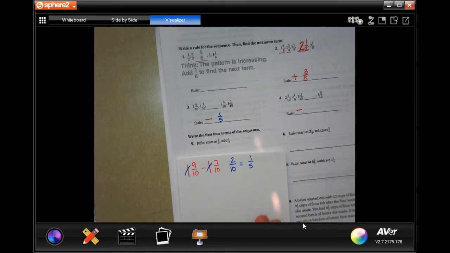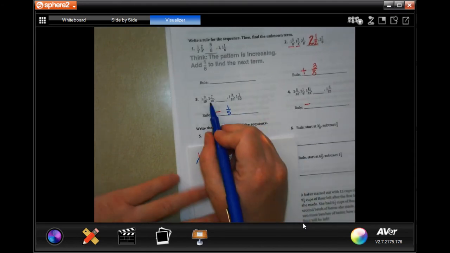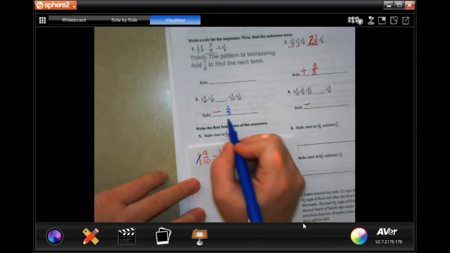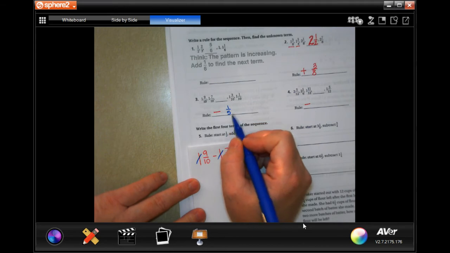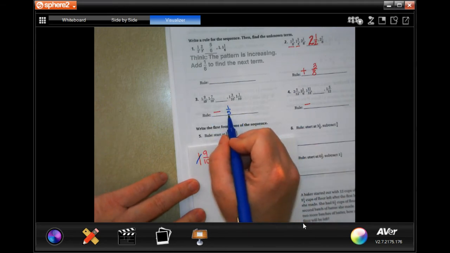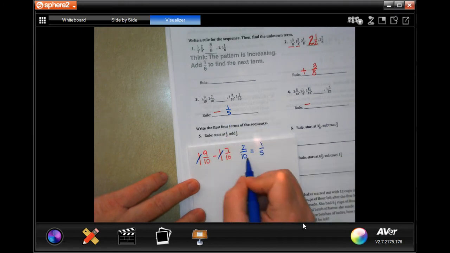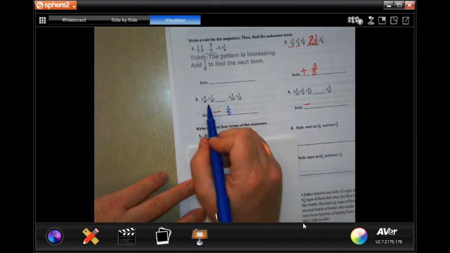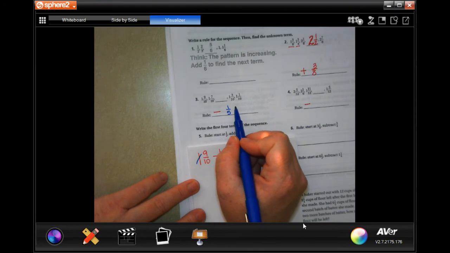So we know that whatever this is, we just have to take the number before it, subtract 1/5 or 2/10 because the denominators are all tenths. As much as the rule is subtract 1/5, we're going to use the 2/10 because the denominator for all of them is 10.